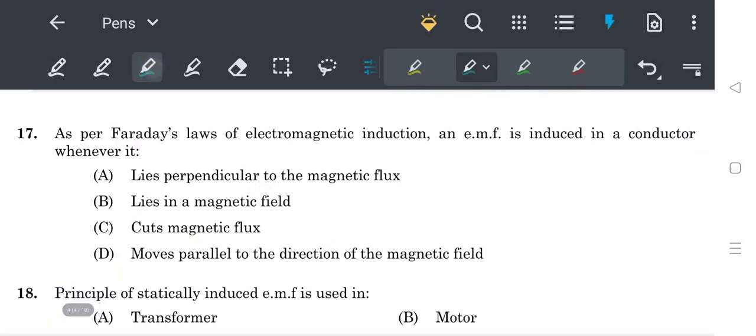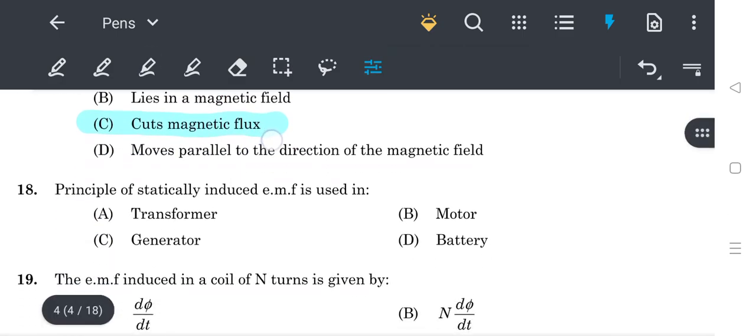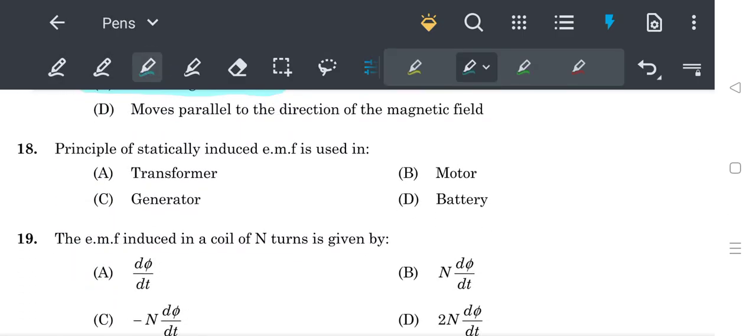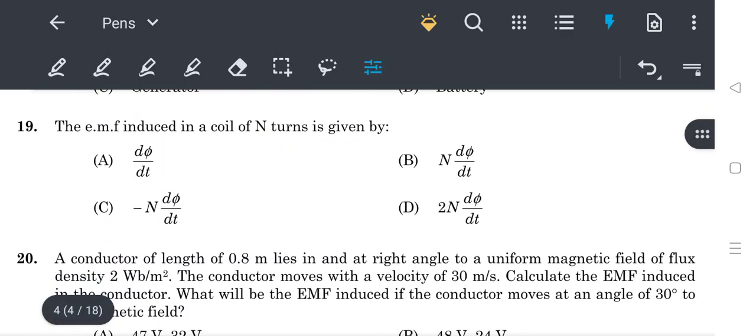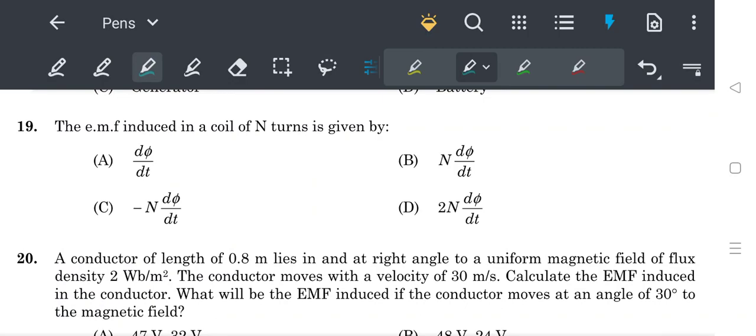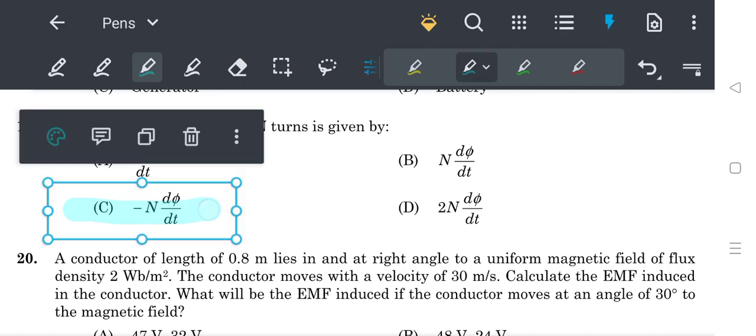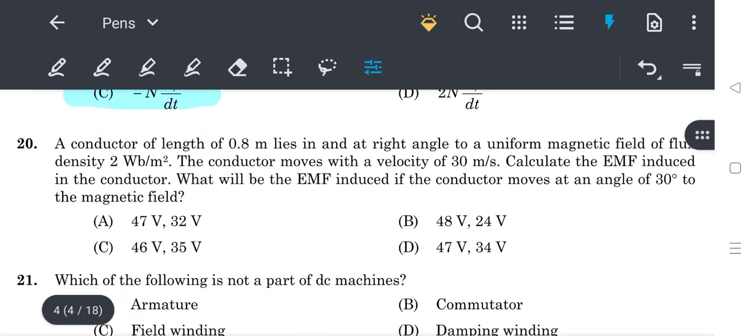Next one, as per Faraday's law of electromagnetic induction, an EMF is induced in a conductor whenever it cuts a magnetic flux. Next one, principle of the statically induced EMF is used in. Option A, transformer. Next one, the EMF induced in a coil of N turns is given by. Option C ആണ്, minus N into d phi by dt.